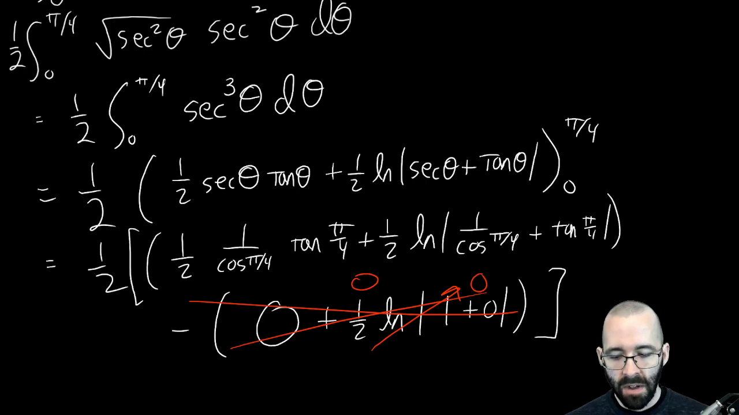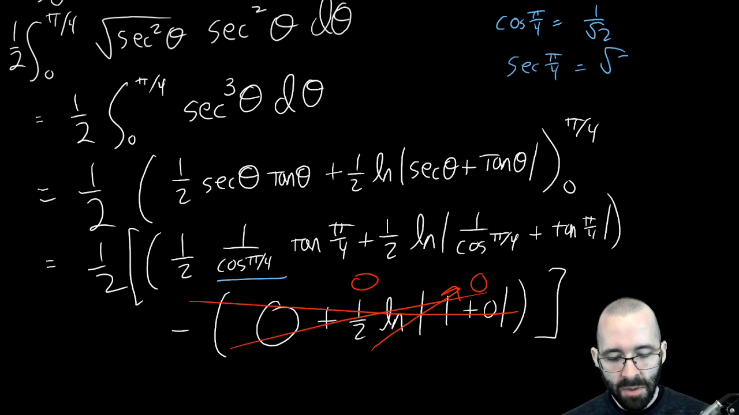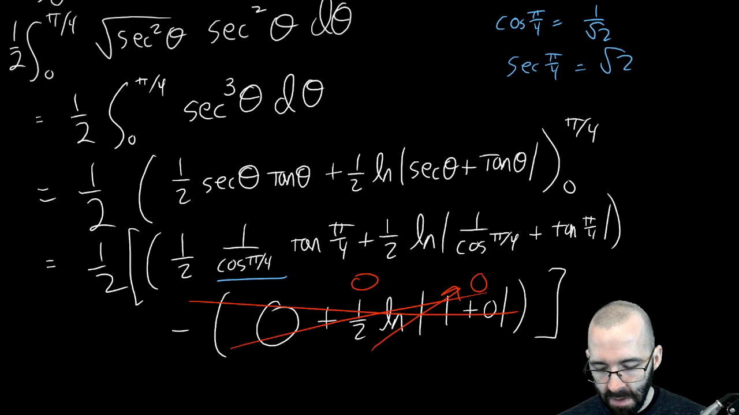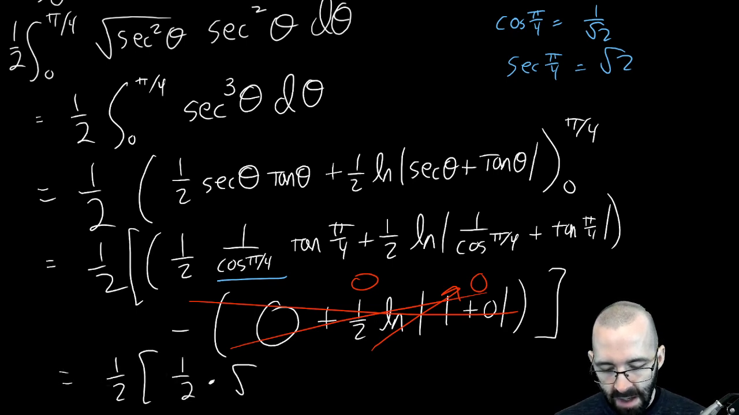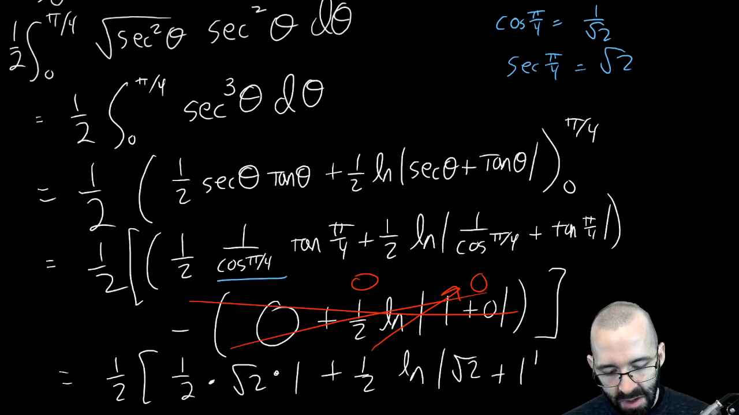Cosine of pi over 4 is 1 over root 2. So 1 over that, or the secant, is just root 2. This is 1/2 times 1/2 times root 2 times its tangent. Tangent of pi over 4 is 1. Plus 1/2 natural log of, again, square root of 2 plus tangent, which is 1.